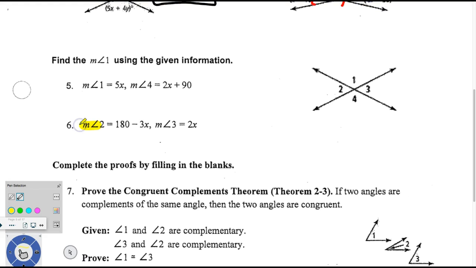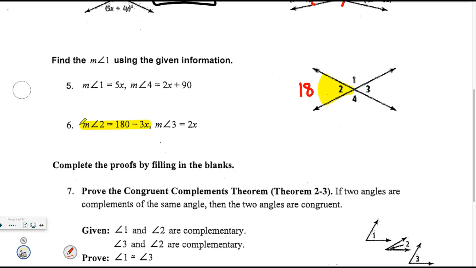Angle 2 is 180 minus 3x. So you guys are going to write that right in here at angle 2. We're going to write 180 minus 3x in there at angle 2. The next one they gave me is angle 3, which is directly across from it on the pair of scissors. And it's 2x over here.